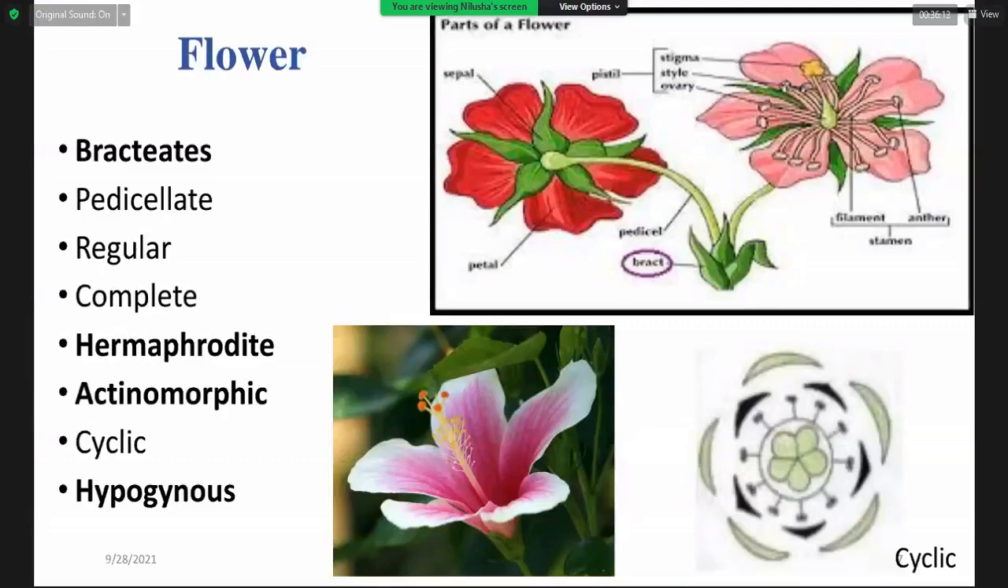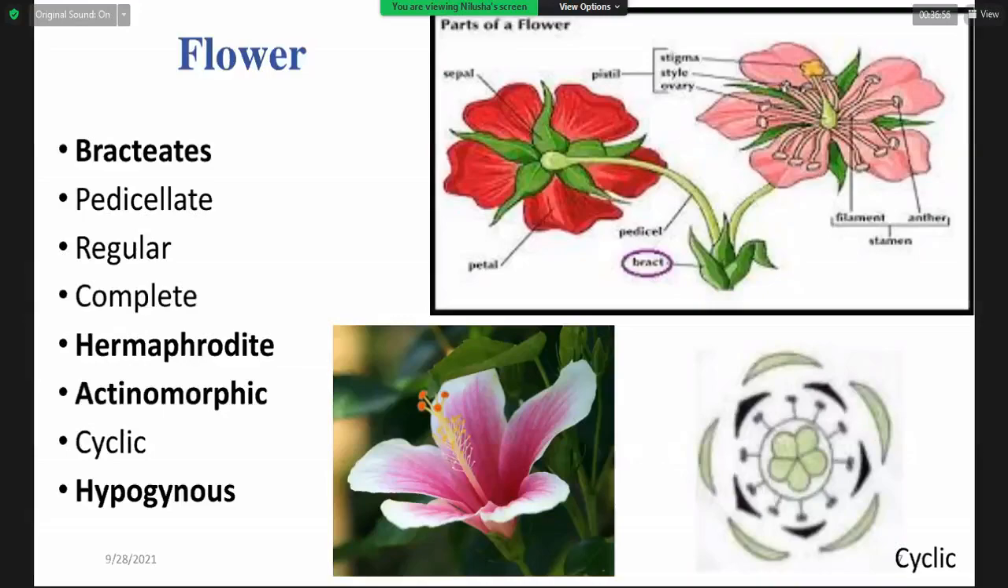Next one is the actinomorphic. Actinomorphic means the flower has many axes of symmetry, so we call this an actinomorphic symmetrical flower. Next one is the cyclic. Cyclic means, here in this picture you can see the cyclic structure in the flower. That means they are identical organ sets. That means calyx, corolla, these organs are attached around the axis, so we call it a cyclic flower.